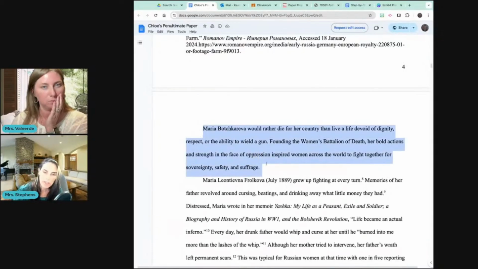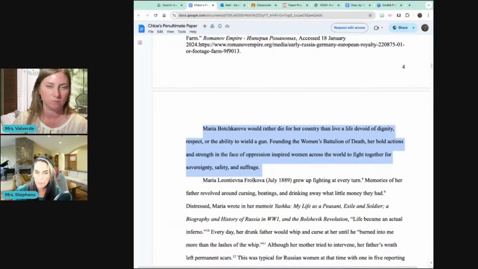Maria Bachkareva would rather die fighting for her country than live a life devoid of dignity, respect, or the ability to wield a gun. Founding the Women's Battalion of Death, her bold actions and strength in the face of oppression inspired women across the world to fight together for sovereignty, safety, and suffrage.